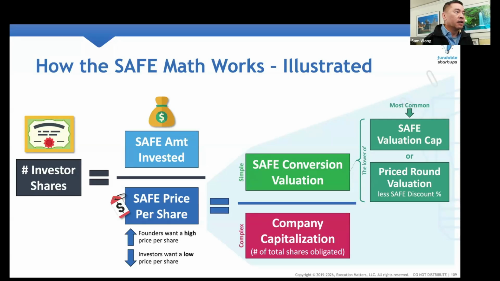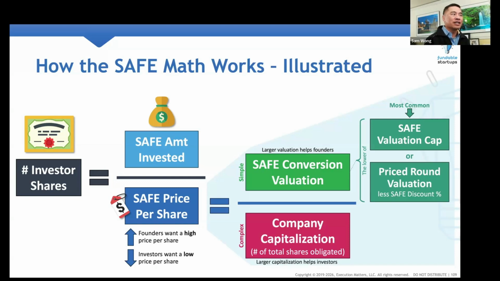Okay. Then you have something a little weird: what is this company capitalization? Total number of shares obligated. What is that? Okay, and remember, the higher valuation on the numerator here helps founders. The higher capitalization on the denominator will help investors.